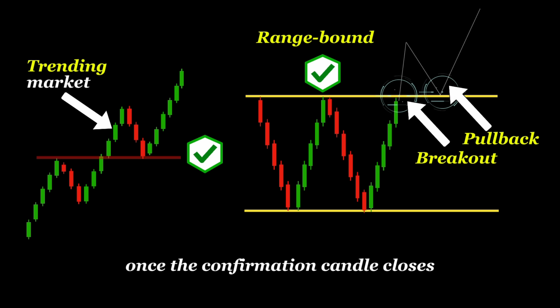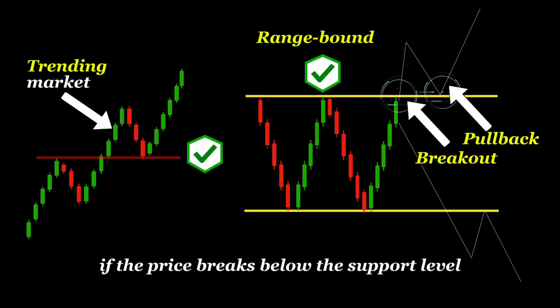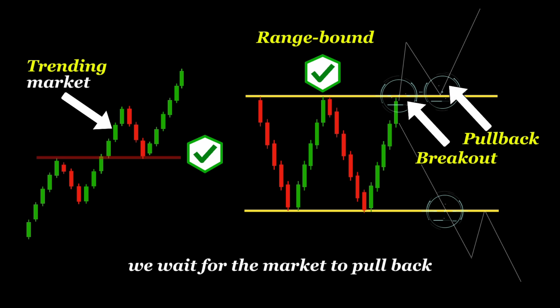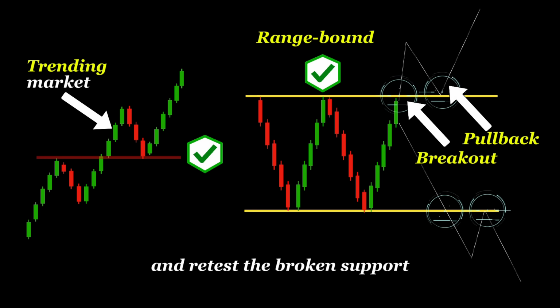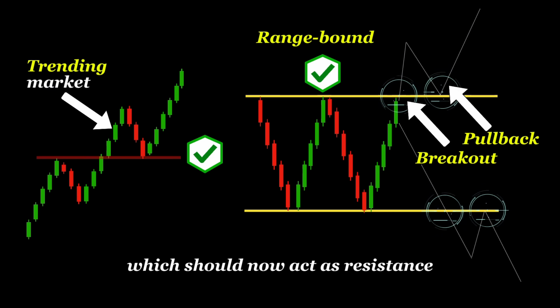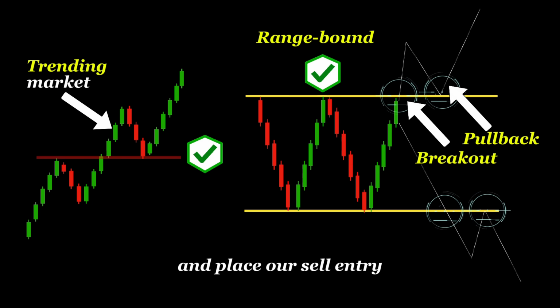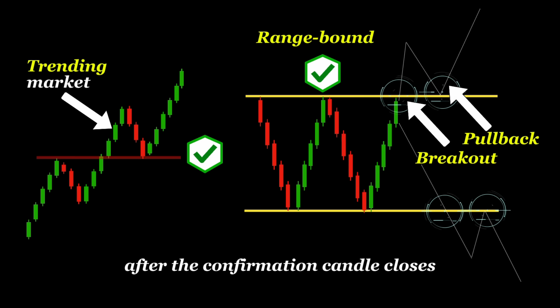Once the confirmation candle closes, we can place our buy entry, with the stop loss below the pattern and the target at the next key level. If the price breaks below the support level, we follow the same process in the opposite direction. We wait for the market to pull back and retest the broken support, which should now act as resistance. Then, we look for a bearish candlestick signal and place our sell entry after the confirmation candle closes.